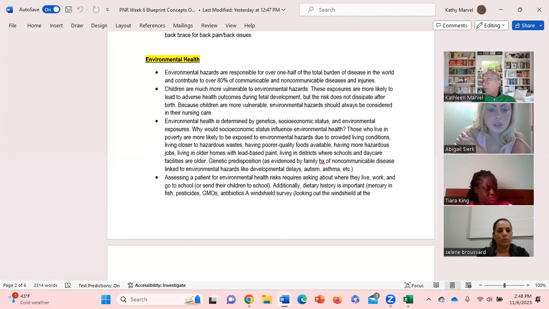What about living in a community that has a high poverty rate? Right, that population is much more likely to be exposed to environmental hazards, maybe due to crowded living conditions, maybe living closer to hazardous waste sites, maybe having poor quality foods available, don't have big grocery stores, more hazardous jobs. And like you said, maybe living in the older homes with lead-based paint, which also includes schools, the older schools, older daycare centers, right?